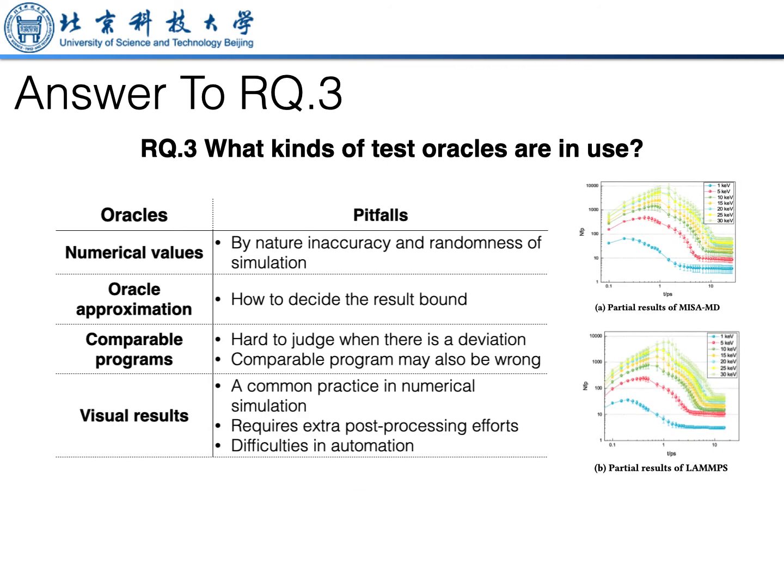Visual results are frequently used as test oracles. It is a common practice in numeric simulation. Visual comparison is inevitable because in many papers, their results were only presented in pictures. However, visual comparison requires extra post-processing efforts and lacks automation.